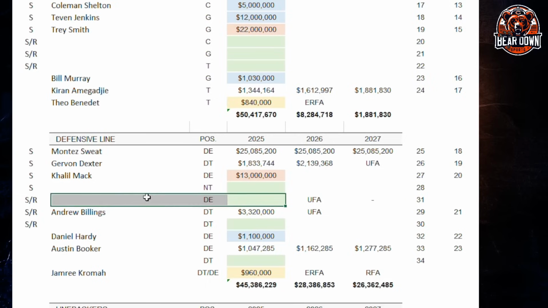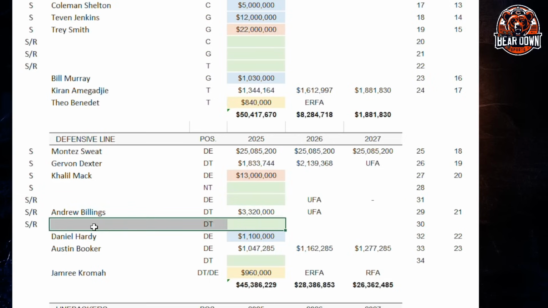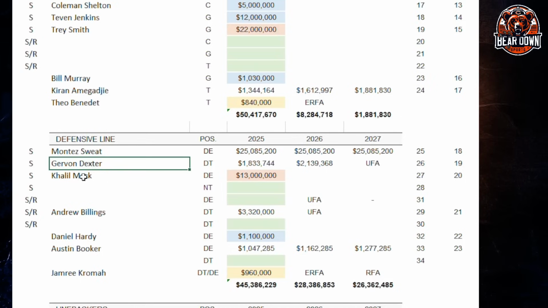We need another solid defensive end, and that would be in this draft, in my opinion, then another defensive tackle that can be behind Gervon Dexter. That's what Zach Pickens was supposed to be. Another solid option to rotate there, and we don't have it.